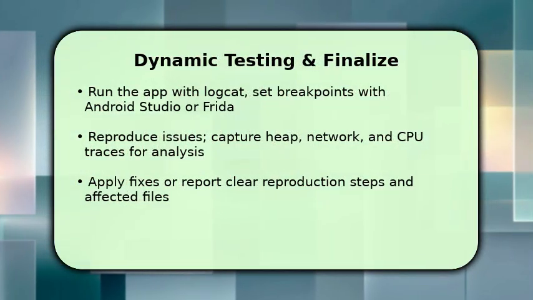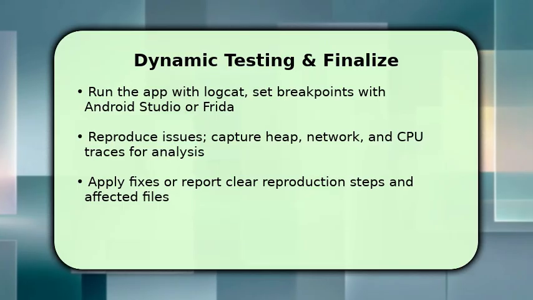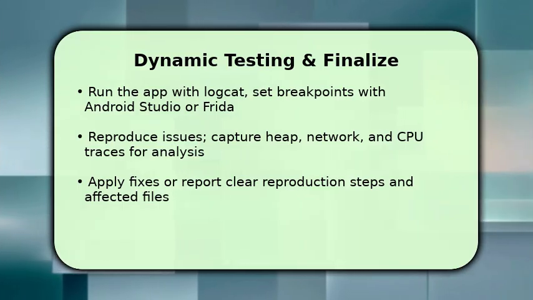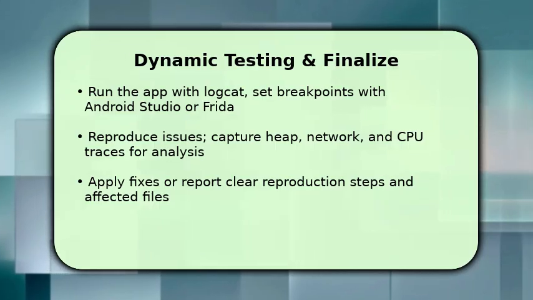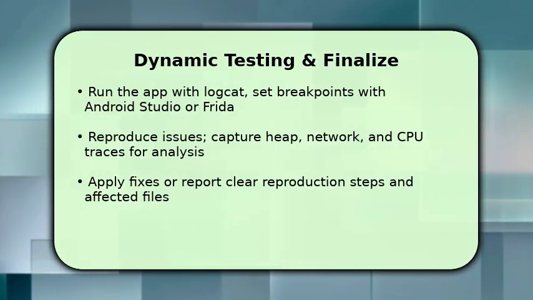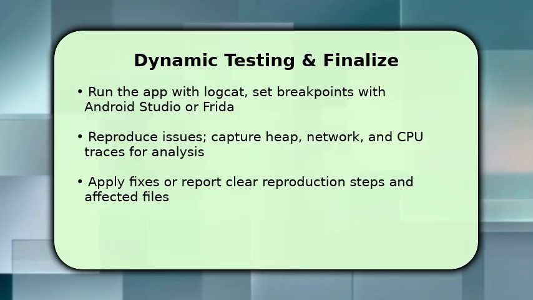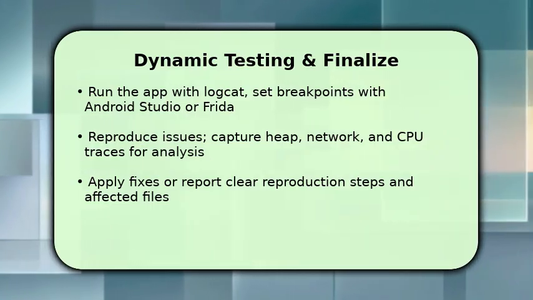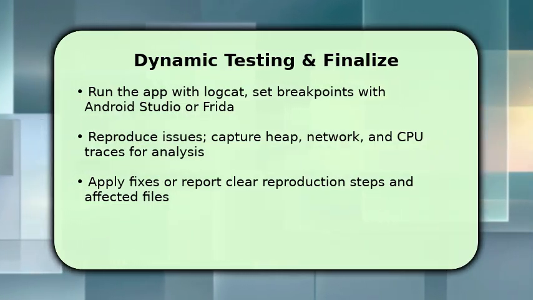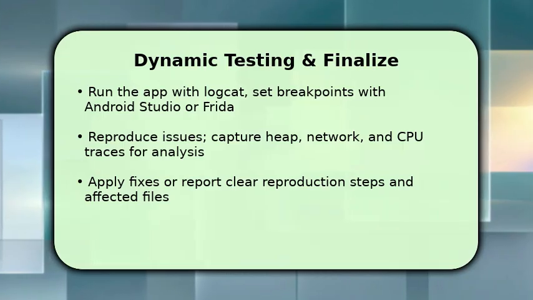Finally, perform dynamic testing to confirm your findings. Launch the app while streaming logcat and attach a debugger via Android Studio or use Frida for runtime instrumentation. This lets you observe behavior in real time. Reproduce the issue and capture heap dumps, network traces, and CPU profiles so you can verify root causes.